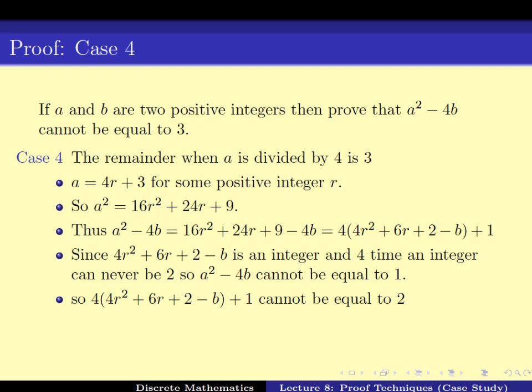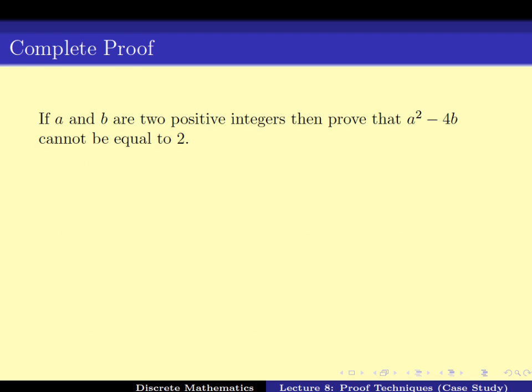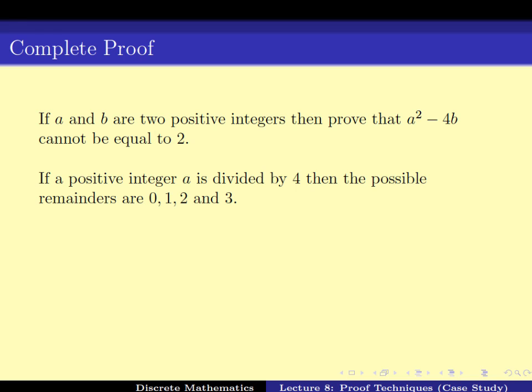Thus, we have broken it up into 4 cases, and for each of the cases, we have proved that A square minus 4B cannot be equal to 2. So this concludes the whole proof. To complete the proof, we first ensured that we split up the assumption into 4 cases. Now this is something very important. We had to ensure that these 4 cases are the only cases. Can there be any other cases? No. It is very easy to convince ourselves that there is no other case.